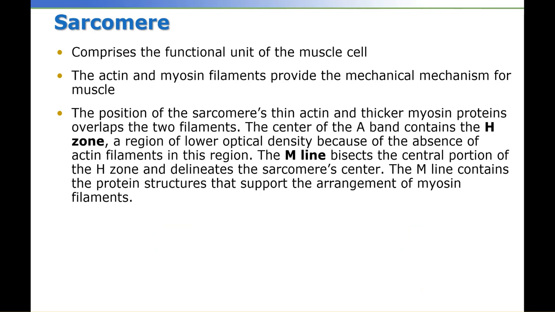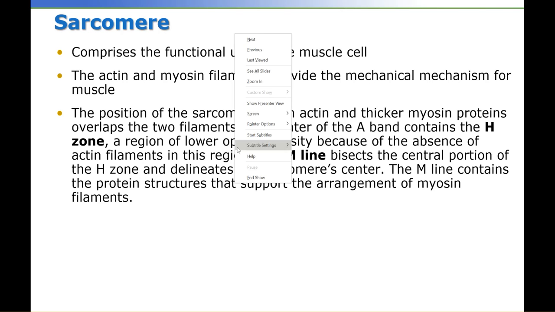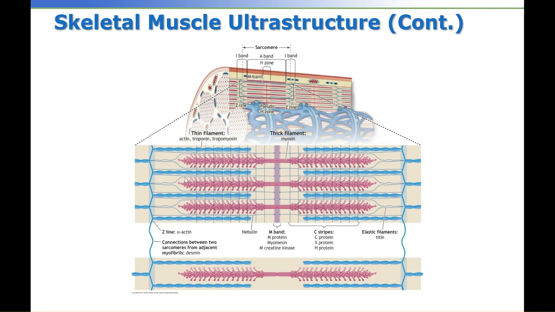The sarcomere comprises the functional unit of the muscle cell. Actin and myosin filaments provide the mechanical mechanism for muscle. The position of the sarcomere is such that thin actin and thicker myosin proteins overlap the two filaments. The center of the A band contains the H zone, a region of lower optical density because of the absence of actin filaments in the region. The M line bisects the central portion of the H zone and delineates the sarcomere center, and the M line contains the protein structures that support the arrangement of myosin filaments. So if you just look back here, that's what this is talking about.